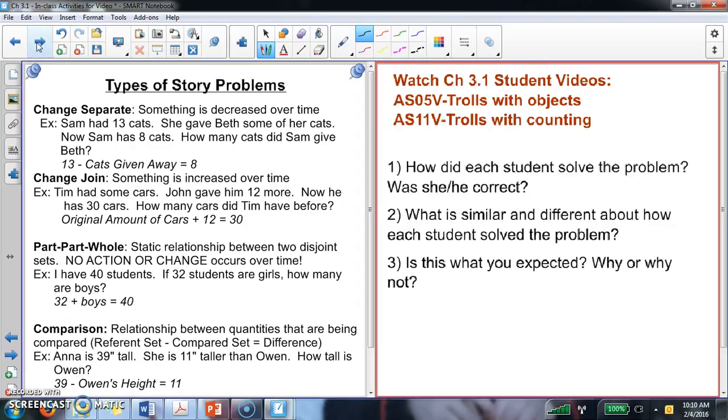Now take a minute to watch what the students do in these two videos on how they deal with the trolls, and see, when you think about it, how did the student go about solving the problem? Was the student correct? How does that compare to some of the ways you solved the problem? And was it something that you expected? So you should go through and watch these on your own and then come back and start the next problem.